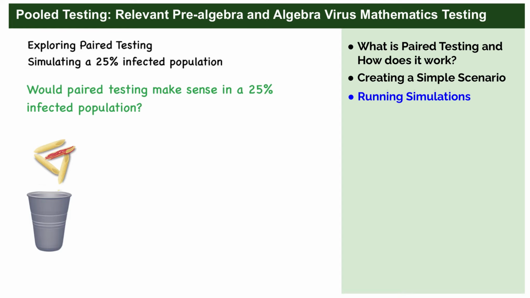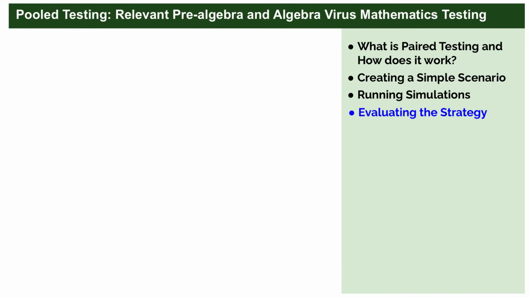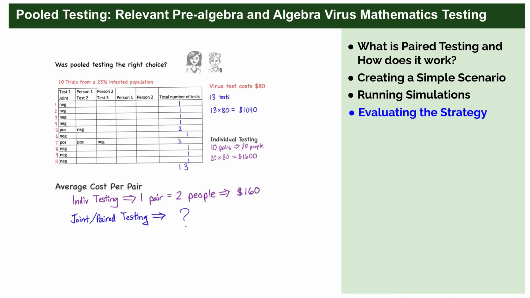Students are now ready to walk through the simulation of randomly selecting person 1 and person 2 for the first joint test. We can also ask whether or not replacement has to occur when we're dealing with pasta in a bag to simulate a population. After running through a set of trials and collecting data, we can now consider the question of whether pooled testing was a good choice. Was it more efficient to use paired testing?